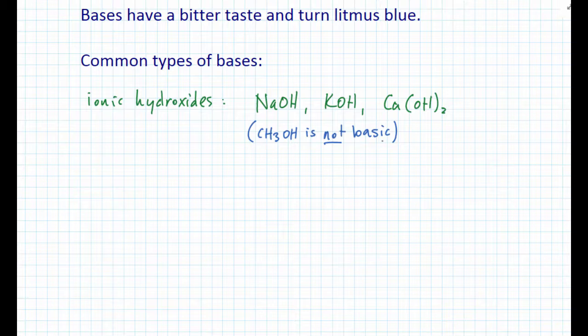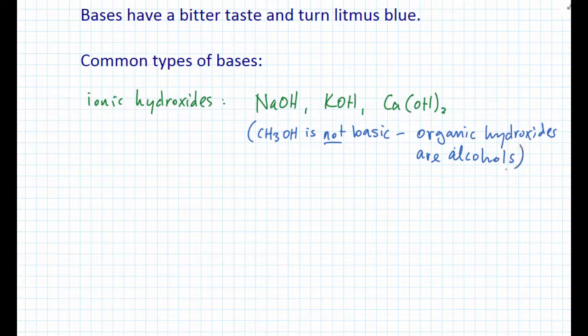What were those called? This is an alcohol. Organic hydroxides are alcohols. And they're not basic at all. Okay, so ionic hydroxides: metal plus OH minus. Metal 2 plus OH minus. Okay. So carbonates and bicarbonates.